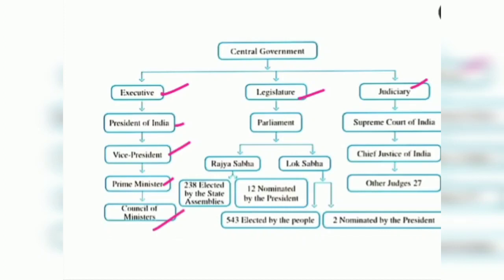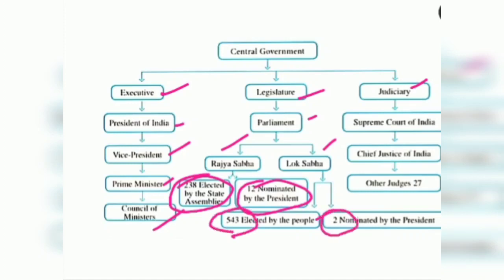Under the legislature, Parliament is there. The legislature is otherwise known as Parliament, as I said. It consists of two houses, Rajya Sabha and Lok Sabha. In Rajya Sabha, 238 members are elected by the state assemblies and 12 are nominated by the president, so totally 250 members. Lok Sabha has 545 members in total: 543 members elected by the people and 2 nominated by the president.